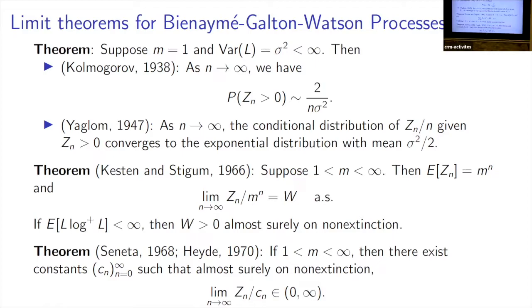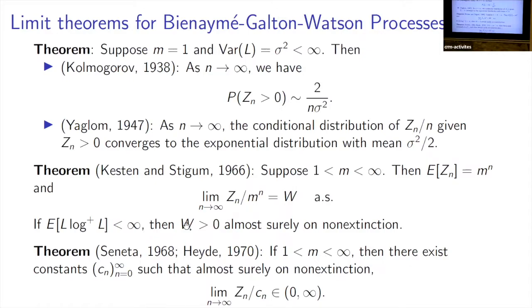Because, for example, if the initial individual had 2 offspring in the first generation, then on average W would have to be twice as large as it would be if that initial individual had just one offspring in the first generation. Now, one can ask when this random variable W is strictly positive, and the answer is given by the famous L log L criterion due to Kesten and Stigum.